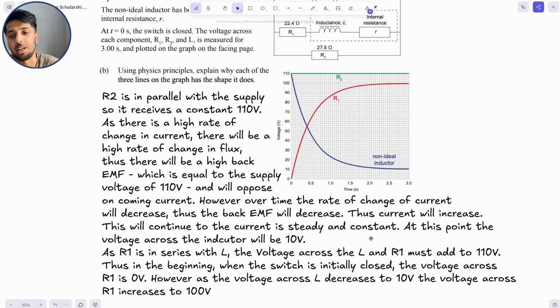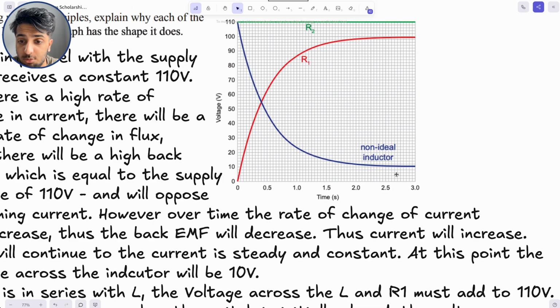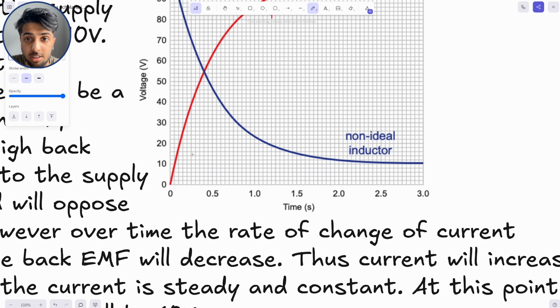However, over time, the rate of change of current will decrease, and thus the back EMF will also decrease. Thus the current will increase. This will continue until current is steady and constant. At this point, the voltage across the inductor will be 10 volts, and I got that value from simply looking at the graph. You see 10 volts here, and that is where the inductor rests at the end of the 3 seconds.